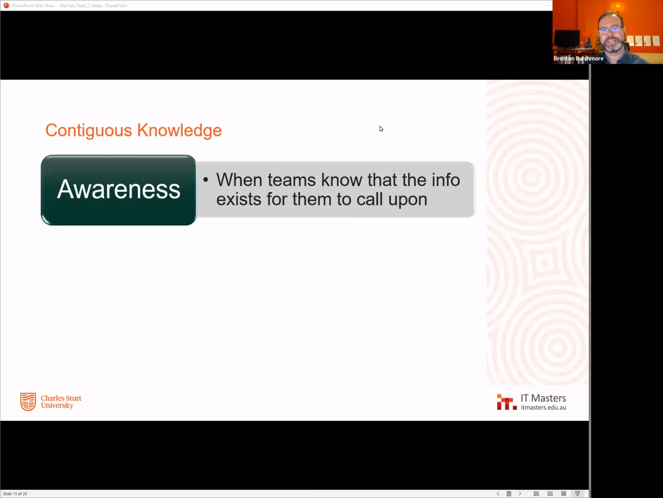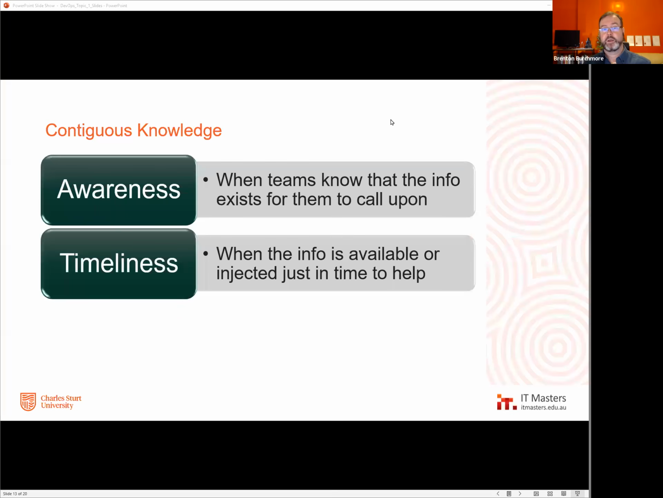You have to know that somebody knows, that the information exists. How many times have you experienced a situation where you didn't know that the information was there? You didn't look for it. You didn't ask for it. You didn't try and find it because you didn't even know that it was there or that it might be there. You didn't have that awareness. That's step one of contiguous knowledge.